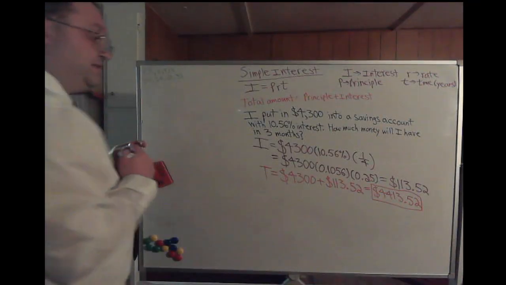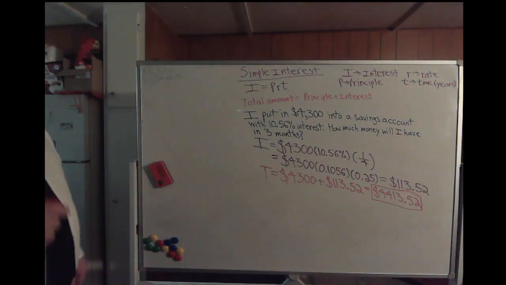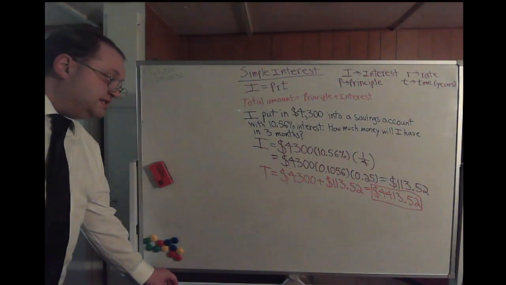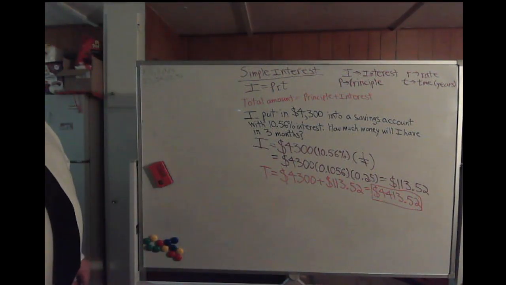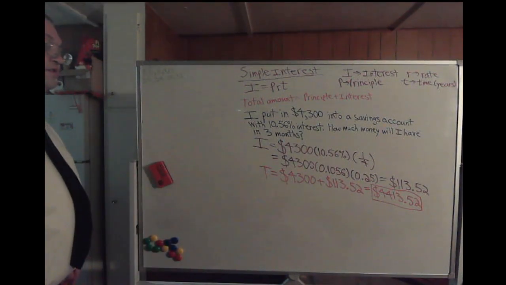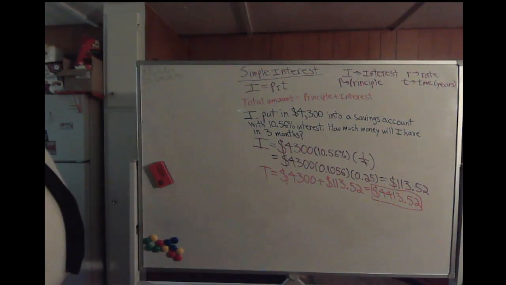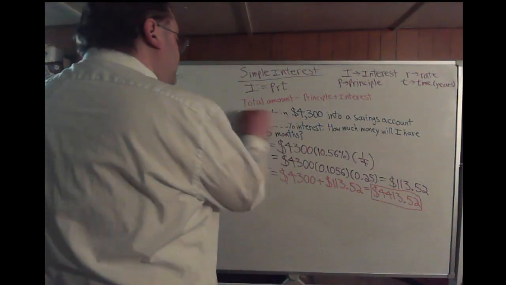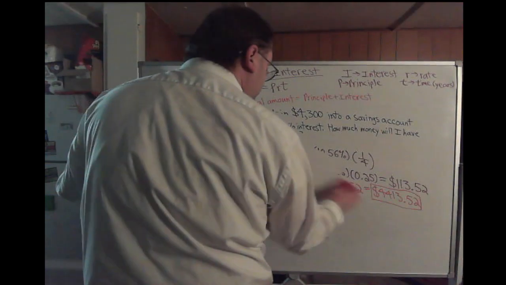So at the end of 3 months, the total amount of money that account's going to yield for me is $4,413.52. Not too bad. That's not a bad deal for an account. Just put it in there for 3 months, don't touch it, and I'll have over $100 more. It's probably faster than I could save money myself. But I've got 3 more examples here for simple interest.